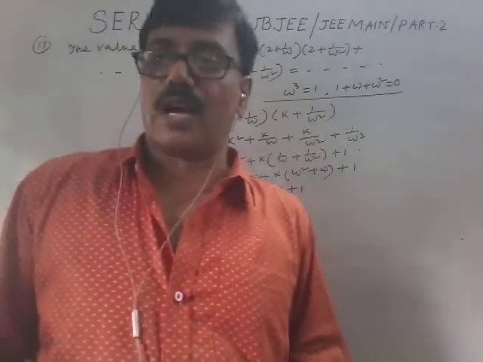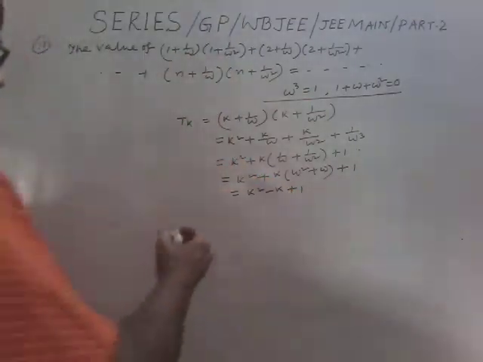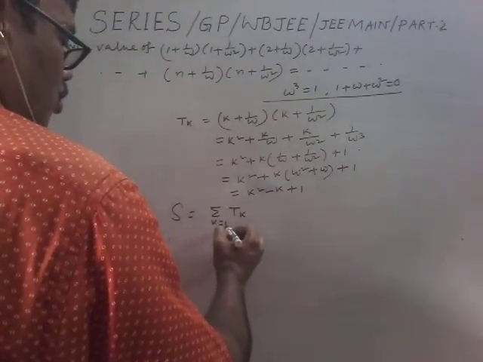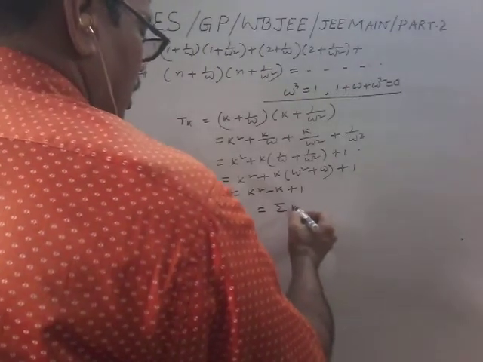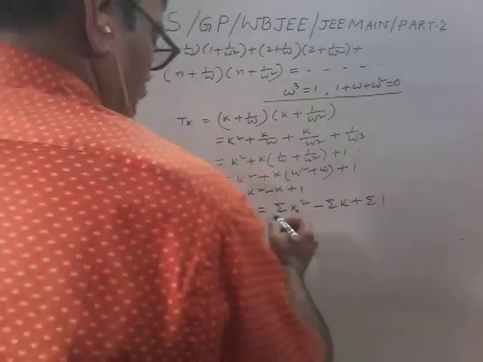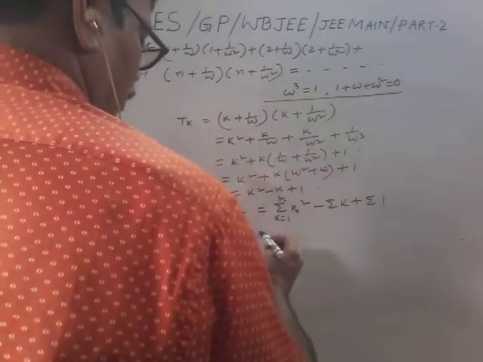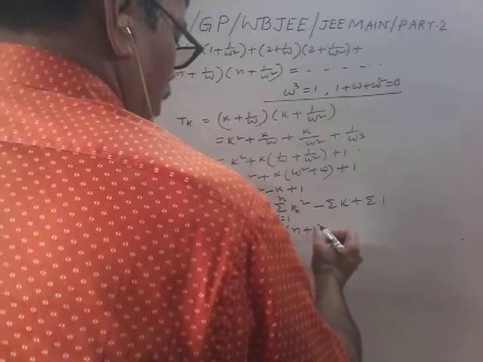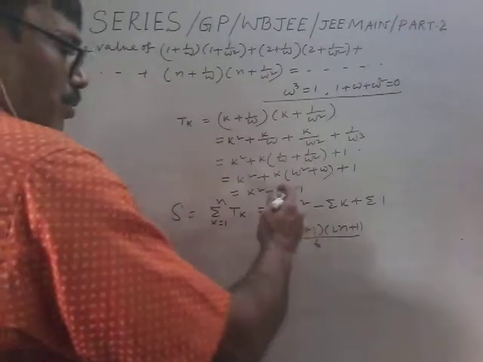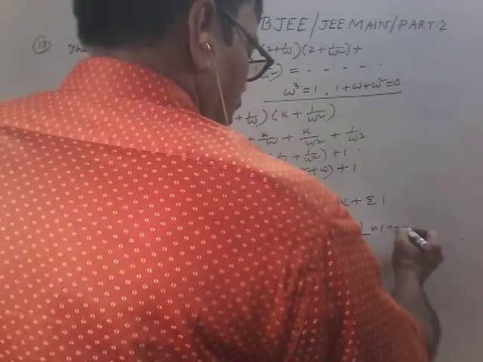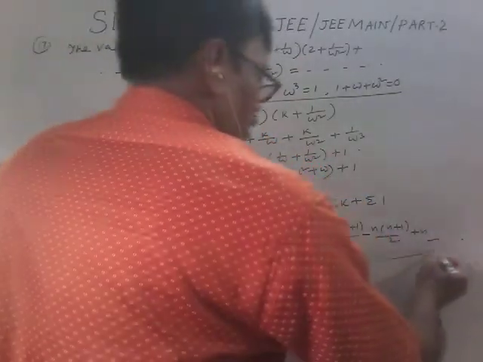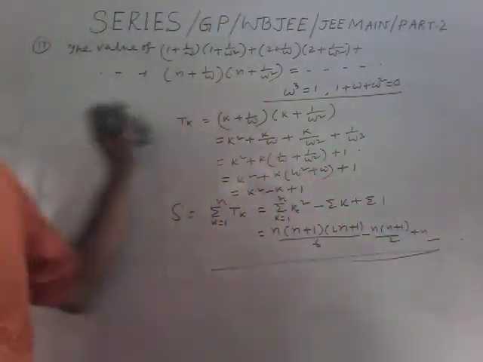Now we need the sum. Sum means summation. So what is S? Summation of tk, k equals 1 to n. So summation k square minus summation k plus summation 1, k equals 1 to n. So n into n plus 1 into 2n plus 1 by 6, the sum of squares of natural numbers, and this one is n. So simplifying, we get the sum. So this is a simple one.